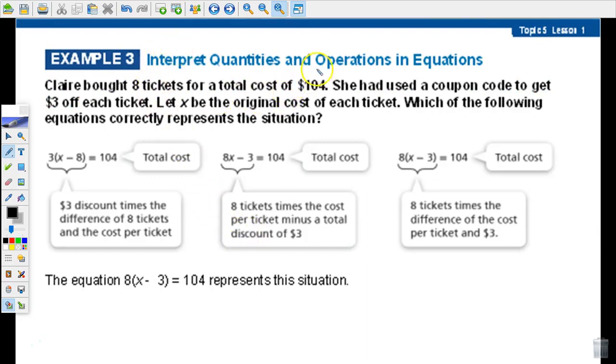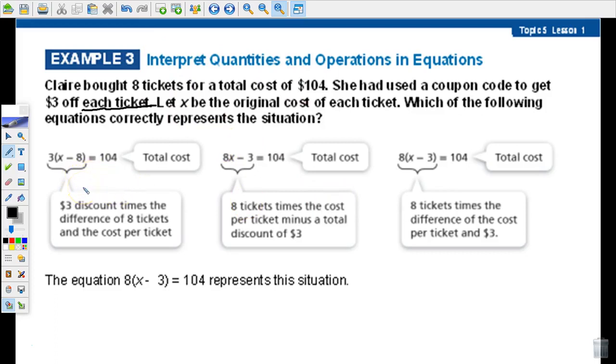Example 3. Interpret quantities and operations in equations. Okay? So Claire bought 8 tickets for a total cost of $104. She had used a coupon code to get $3 off each ticket. That is very important. Let X be the original cost of each ticket. Which of the following equations correctly represents the situation? They want us to look at all 3 equations and figure out which one is correct pertaining to this word problem. Okay, so let's look at the first one.